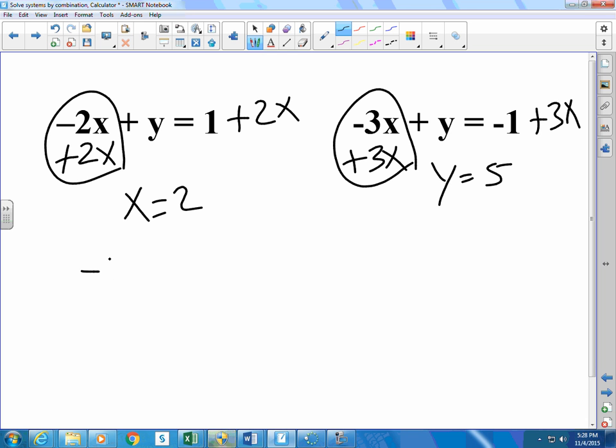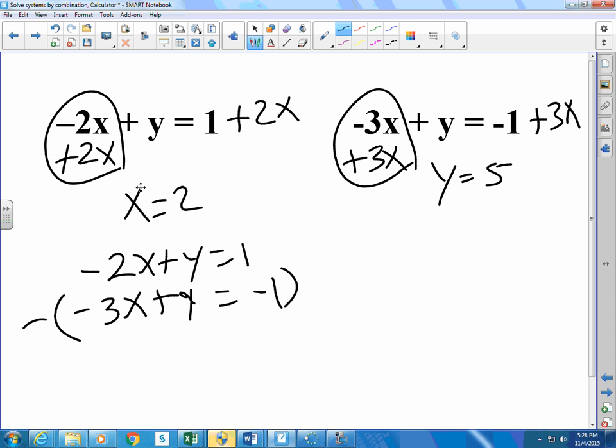elimination. So I had negative 2x plus y equals 1, and I had another equation that said negative 3x plus y equals negative 1. If I subtract those two equations, then the y term will disappear. So negative 2x subtract a negative 3x, well, that's the same as adding 3x, so that becomes x, and y minus y is 0. 1 minus negative 1 is the same as adding 1, so 1 plus 1 is 2. Well, that's what we got here.